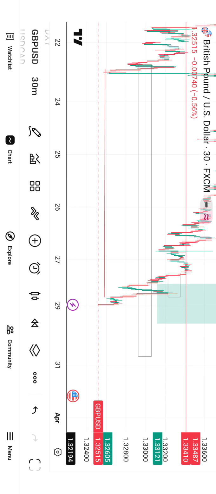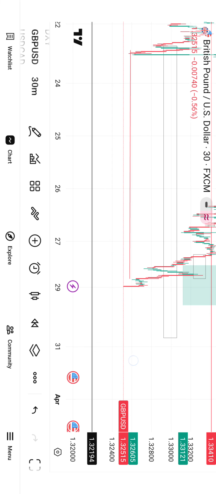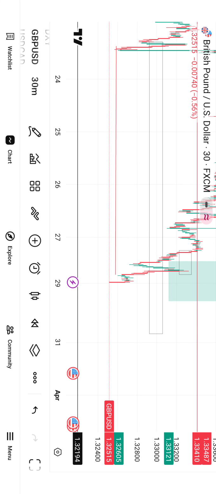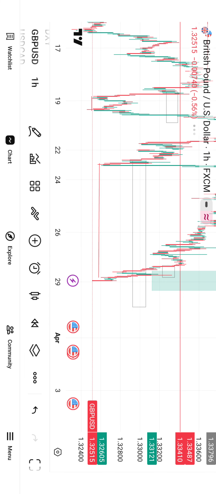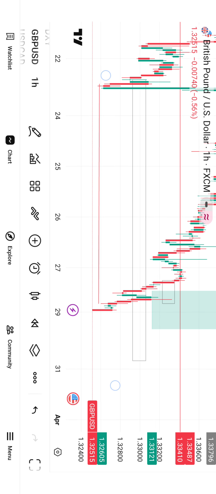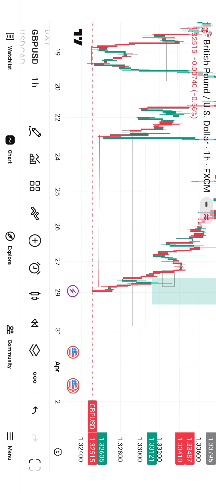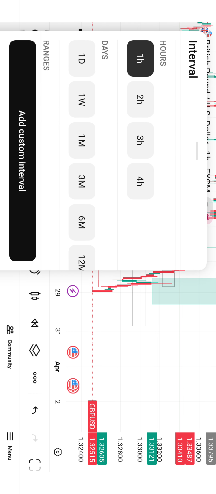But since price has already filled this fair value gap right here on the 1 hour time frame, we might be getting another entry within here.